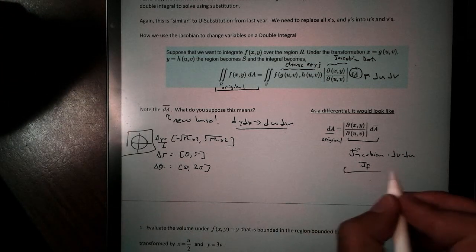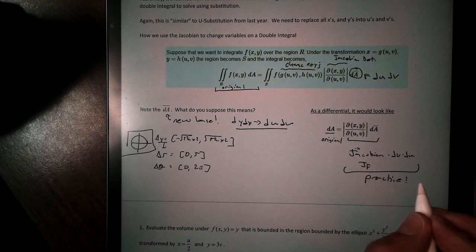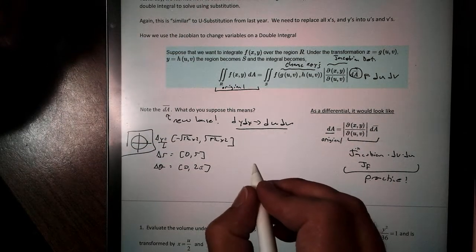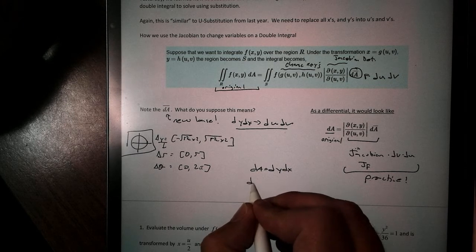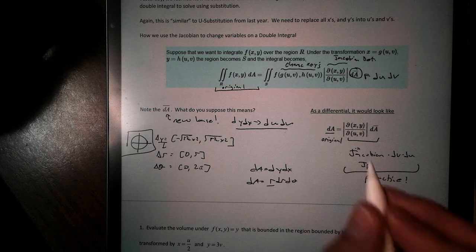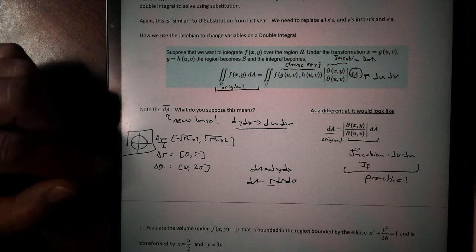You always want to practice this right here, writing this out. Now, we've seen this transformation before when you draw the base. When we went from rectangular dy dx to polar, we would say it's r dr d theta. Well, that's kind of our Jacobian right there. We're going to prove that later on.